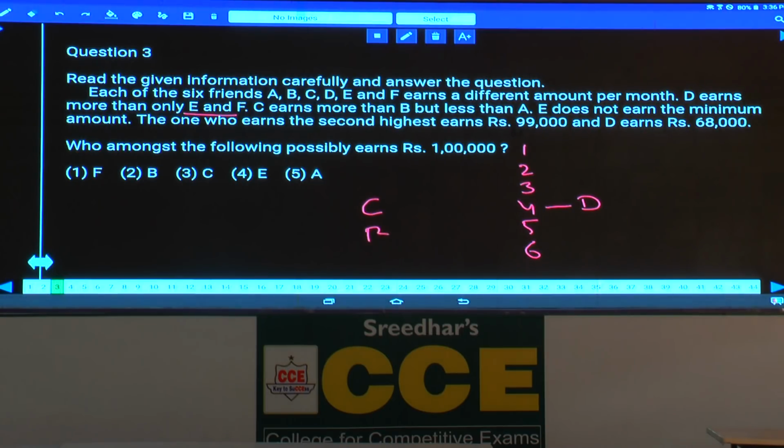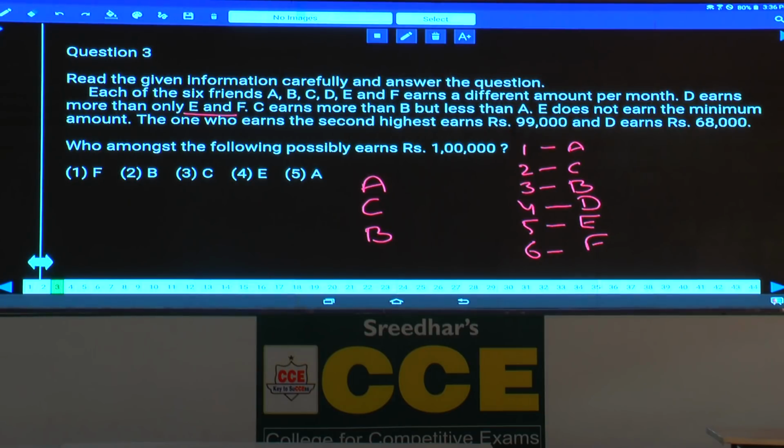C is more than B, but lesser than A. C earns more than E, lesser than A. And the remaining 3 persons A, C, B must be in this order. Hence A must be at the first place, C is the second position, and B is the third position. Then E does not earn the minimum, as E cannot be at the 6th place. Hence E is at the 5th place, and F is at the last place.